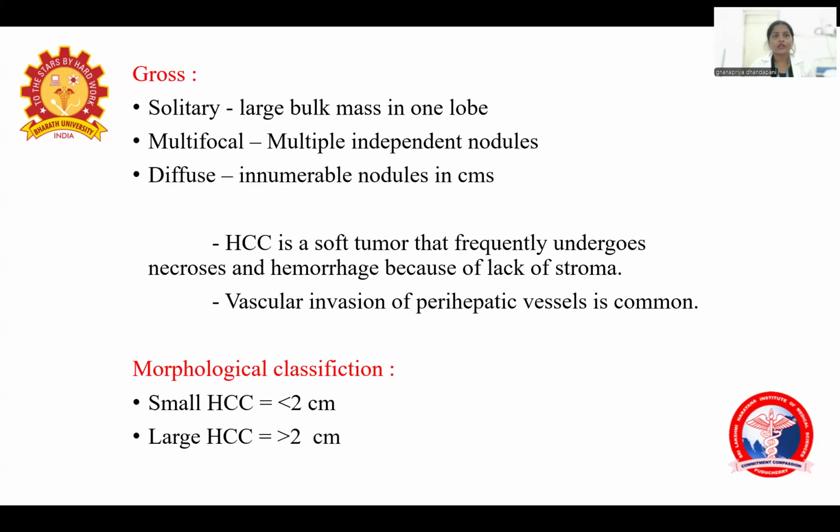Regarding the gross appearance, the lesion may appear solitary, multifocal, or diffuse. Solitary lesions are usually a large bulky mass in one lobe. Multifocal lesions present as multiple independent nodules. Diffuse appearance shows innumerable nodules of varying sizes. HCC is a soft tumor that frequently undergoes necrosis and hemorrhage because it doesn't have stroma. So vascular invasion of perihepatic vessels is common here. By morphological classification, lesions less than 2 centimeters are classified as small HCC, whereas those more than 2 centimeters are classified as large HCC.